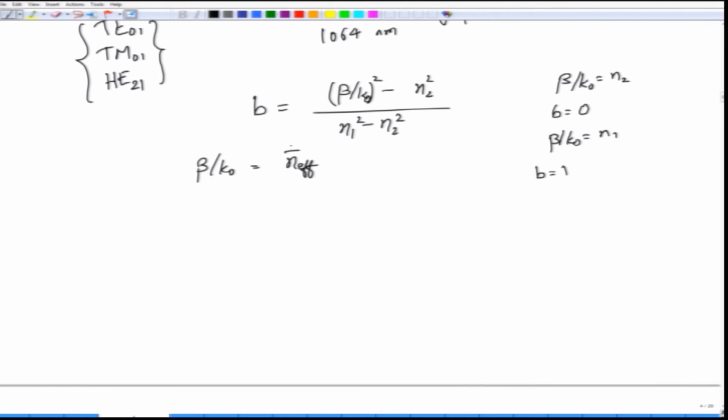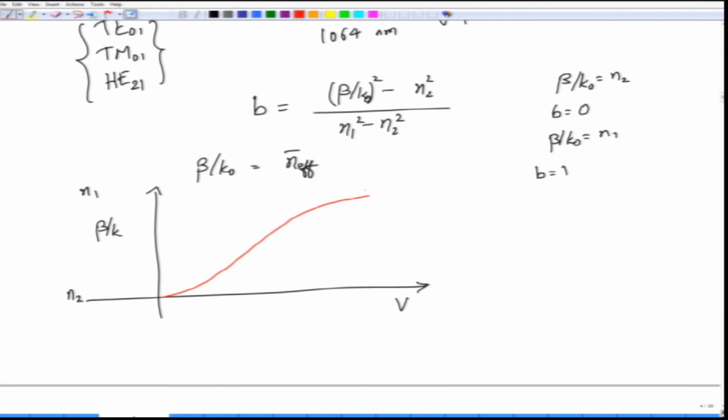Okay. Sometimes denoted by a bar over it, called the effective index, and people since the 1960s have actually worked on this problem in order to give us the values of this beta by k0 between these values of n2 and n1. Okay. You see that if you plot this B, or you plot this beta over k0 as a function of the normalized frequency V, so this V parameter is called the normalized frequency V, you will see that for the fundamental mode, it basically begins like this and stays up this way, reaching the maximum value of n1.